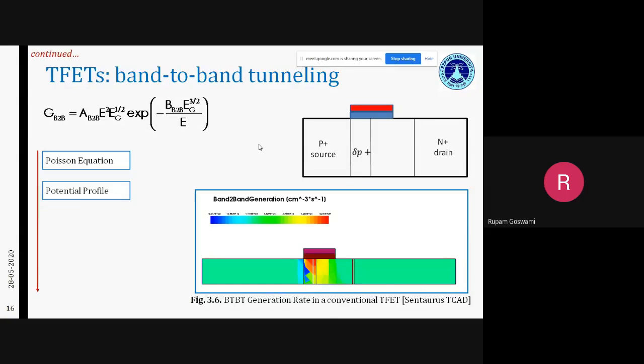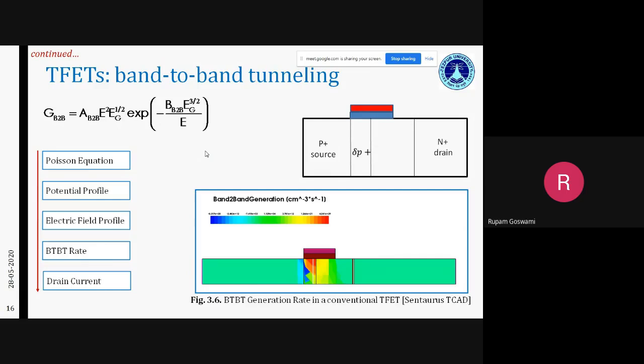So this is the Poisson equation. From that, we can derive the potential profile for this device, applying the different boundary conditions and approximations. And from there, we can have the electric field profile, because once we have the potential, you can take a negative gradient and find out the electric field across the device. And from there, you can get the BTBT rate, because if you can see, the BTBT rate expression depends on this E, which is the electric field. So this is where the BTBT rate lies in your flow chart for TFETs when you are doing a derivation to understand. And finally, we have the drain current.